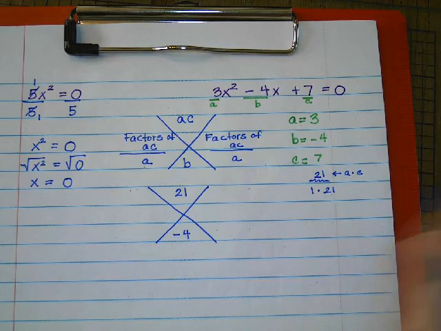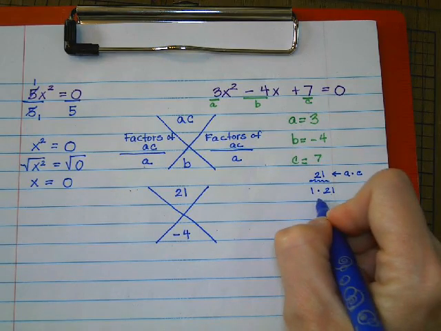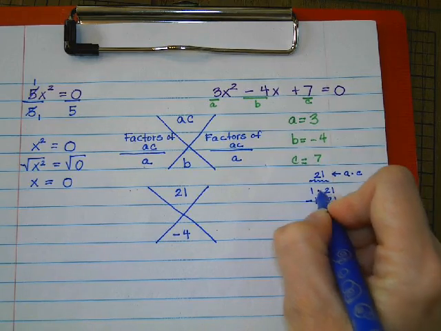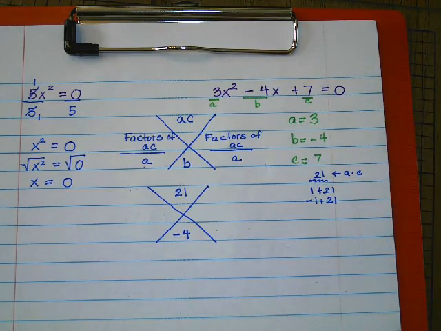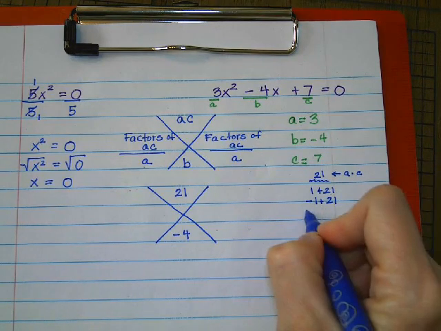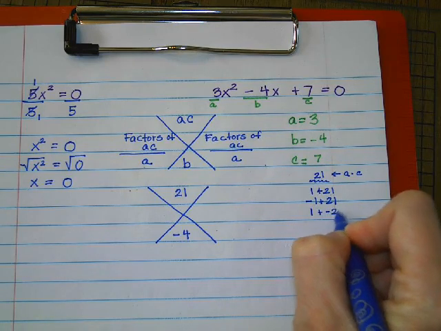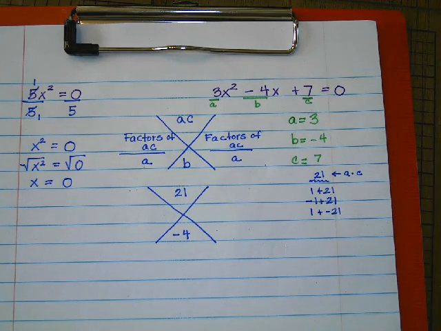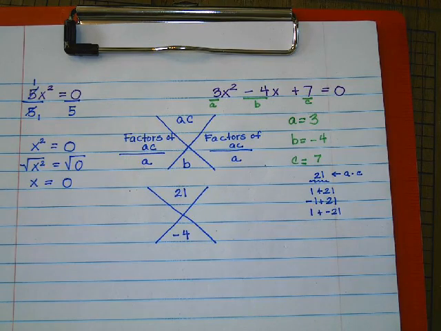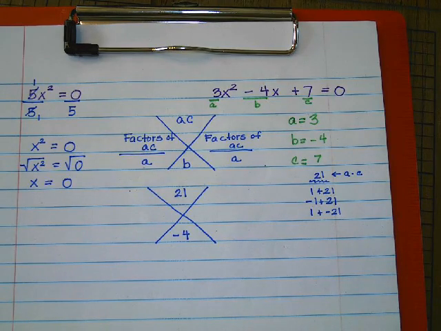No. Well, let's try if we made it negative, -1 and -21, and add those together. Would that make a -4? No. What if we did a +1 and a -21? Does that make a -4? Nope, that wouldn't work either. So now we've got to think of, what else could I multiply together to get 21? Oh, that's a good job, Jessica.